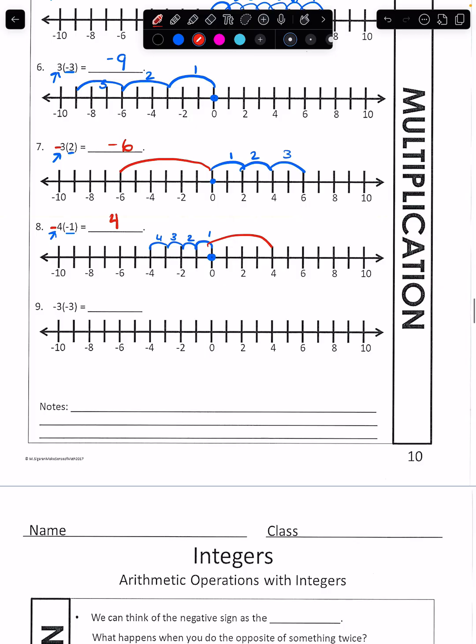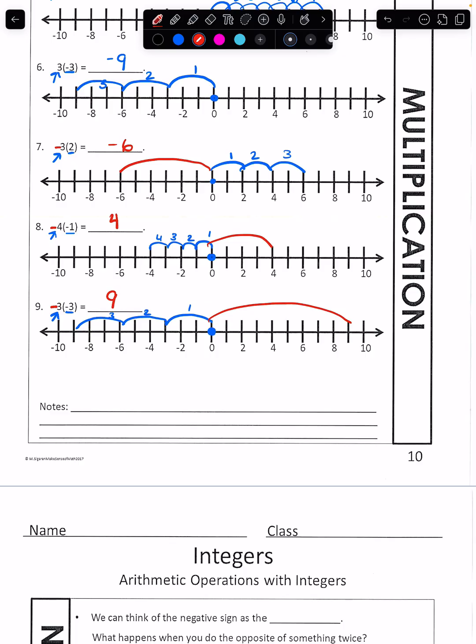All right, last one right here. I'm going to start number 9 in 3, 2, 1. If I start at my 0, got -3. It's my first group. I'm going to do that 3 times. That's my second, third. And I see a negative sign in the very front. That means I'm going to do the complete opposite. And I should get +9.